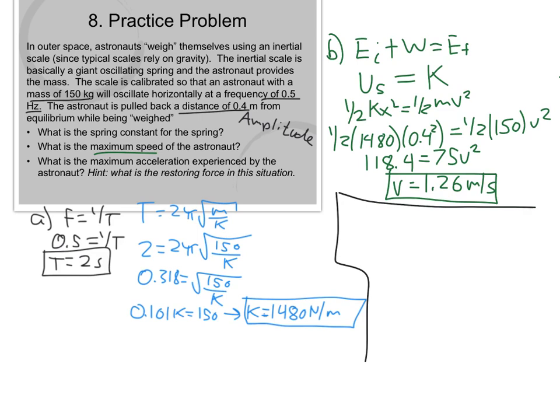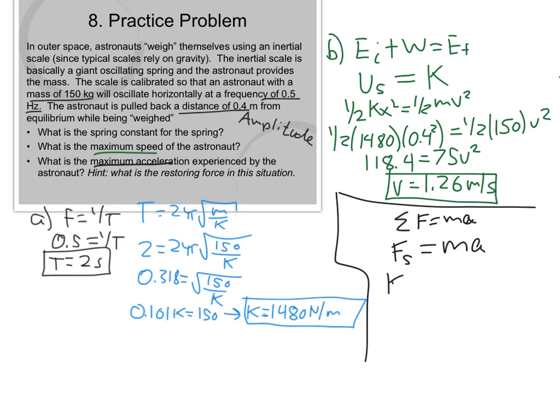Lastly, I want to know what is the maximum acceleration experienced by the astronaut. And so what I would think about to start here is what is the force that is causing the astronaut to accelerate. And in this case, it's the spring force. So I'm going to set up my F equals ma, knowing that the spring force is the thing ultimately bringing the astronaut back to equilibrium. So that spring force is going to be equal to the mass of the astronaut times the astronaut's acceleration.